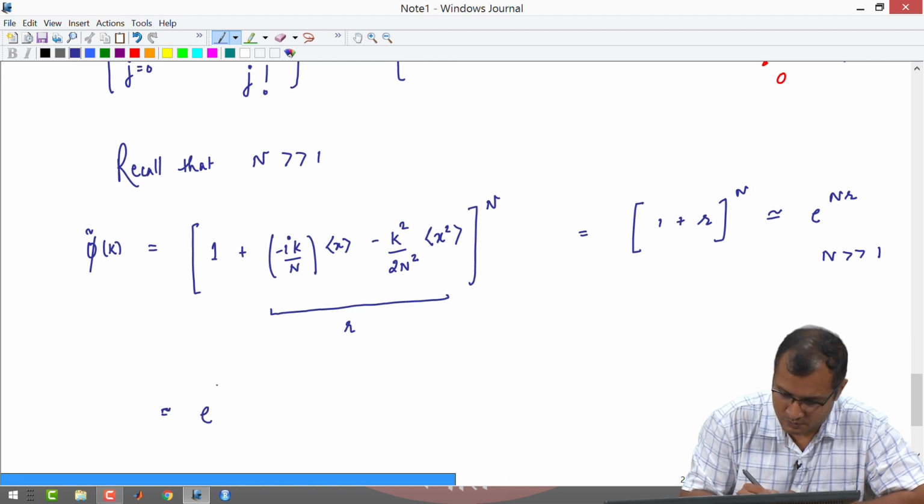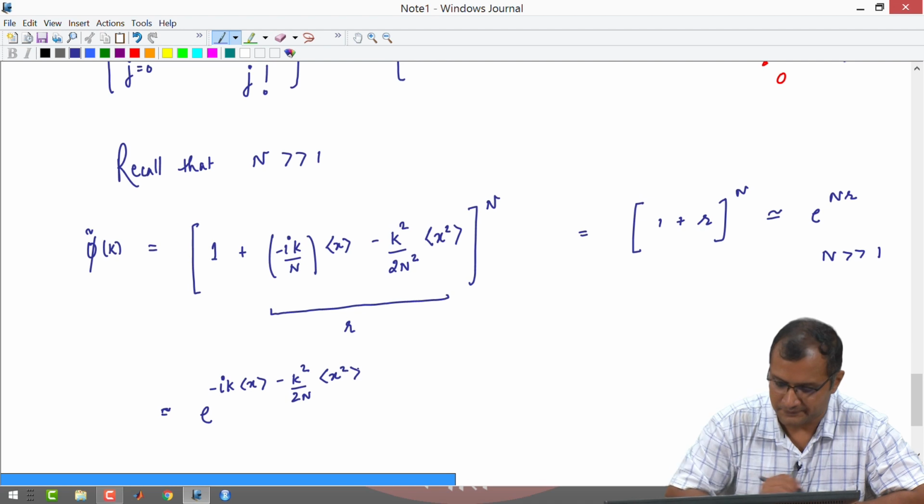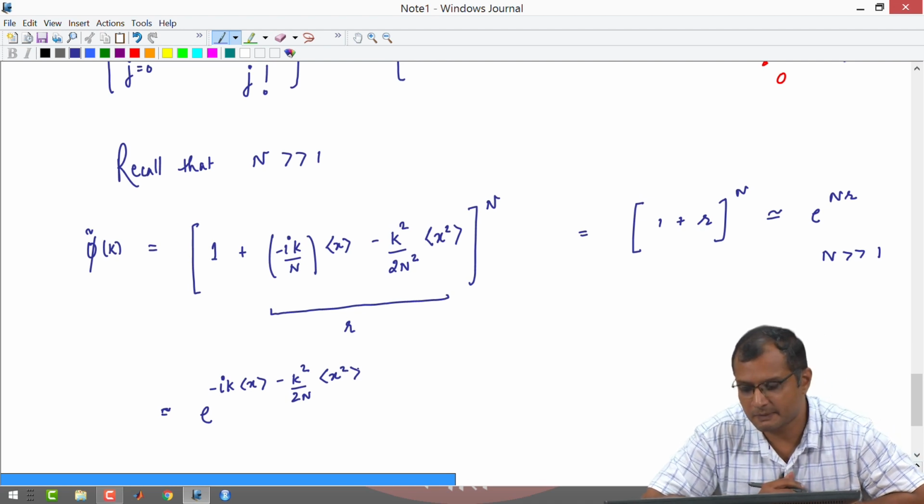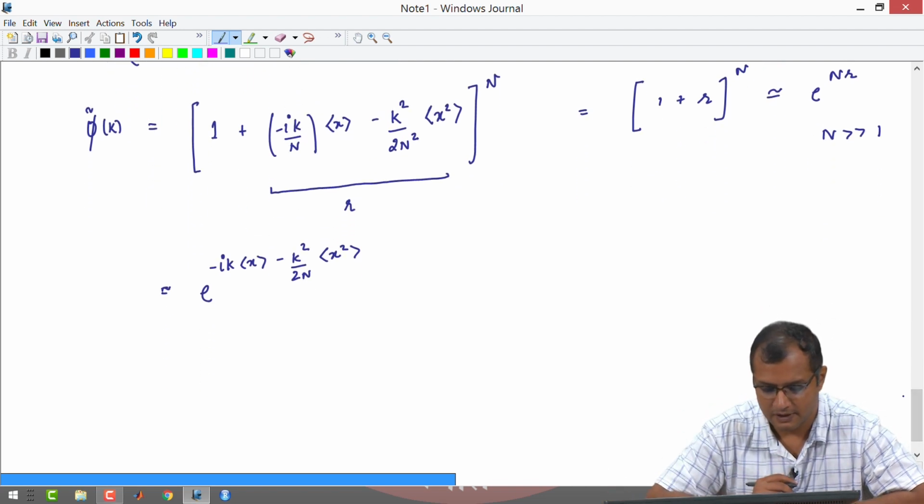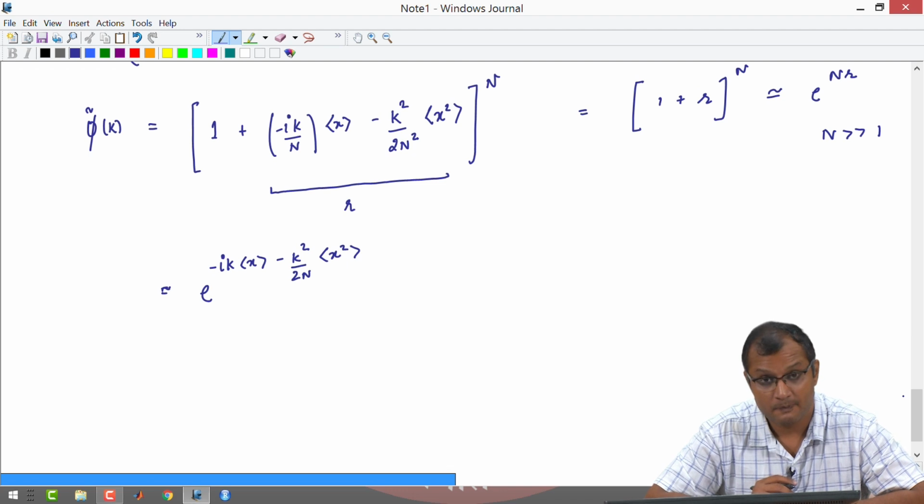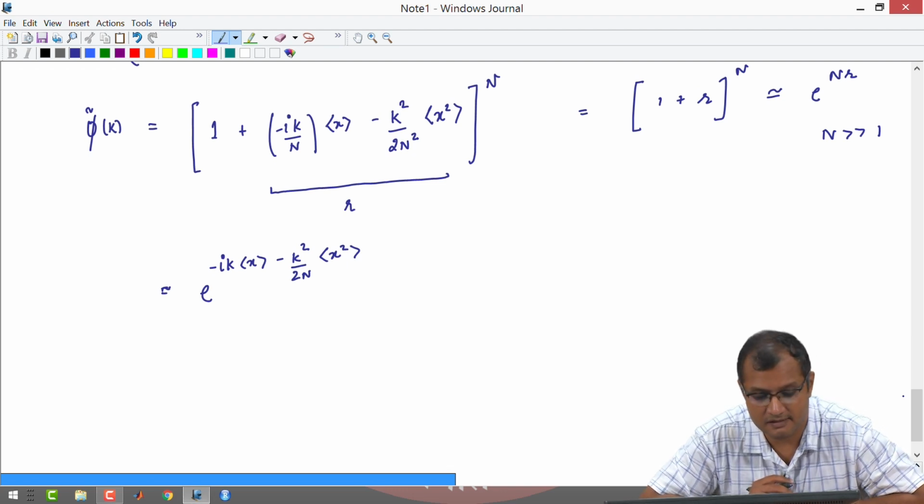approximately e raised to n times r, which would be just e raised to minus i k |x| minus k square by 2n |x| square. Okay, just multiply n to r and raise it to power e. So, this is our characteristic function. Now, what you are looking at here is just a Gaussian characteristic function.